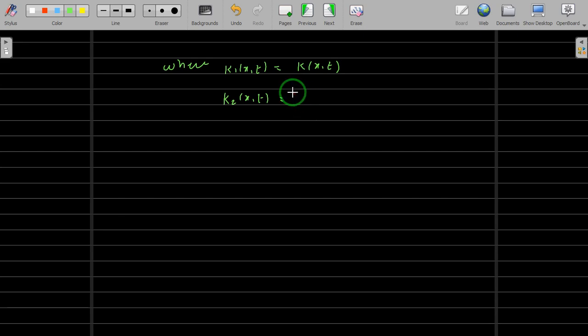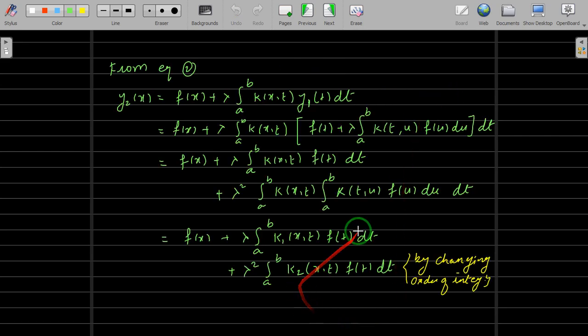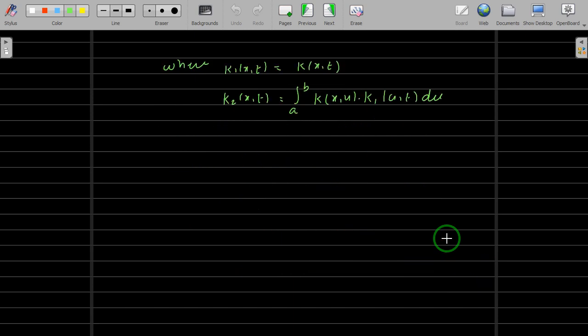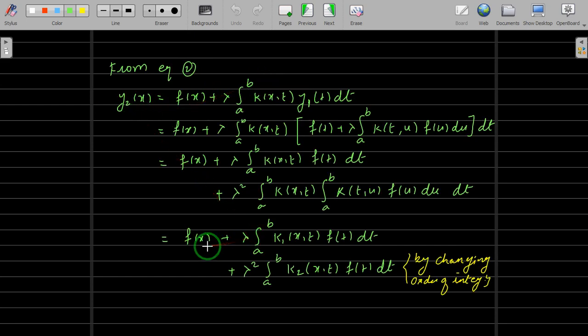So integral a to b k(x,u), then k1(u,t) du. So for this you change the order of integration, rearrange them, and then one integral you denote it by k2 of x. This f function you already kept over there, so be careful there, right? Now this is your y2 is f, then k1, and then again there is something called k2.